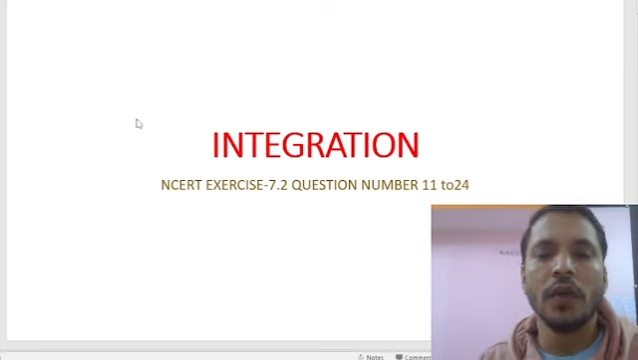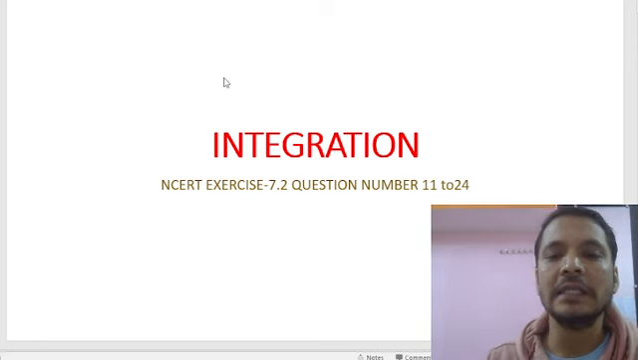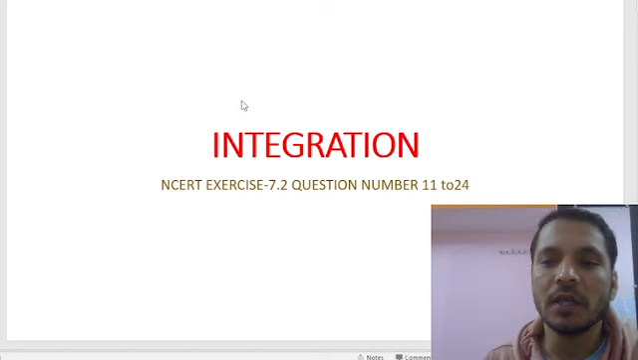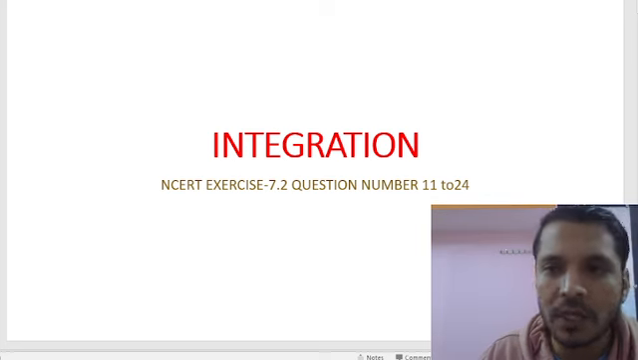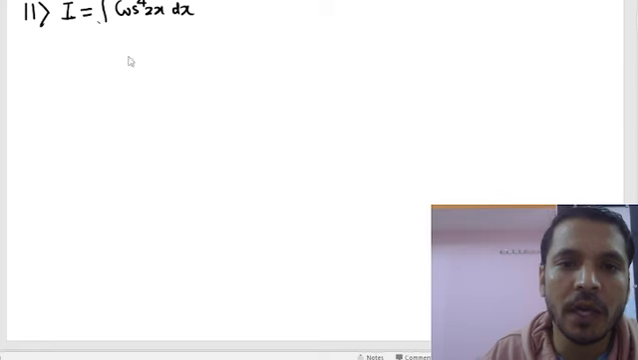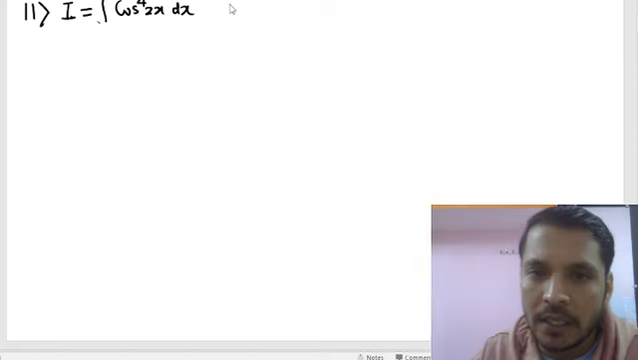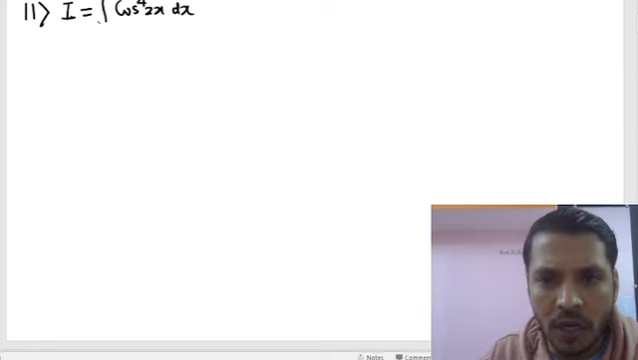Hello everyone. So today we are going to continue the integration NCERT exercise 7.2, question number 11 to 24. So we'll start from 11. The question number 11 we have given here: integrate cos to the power 4 of 2x. How can we integrate it?